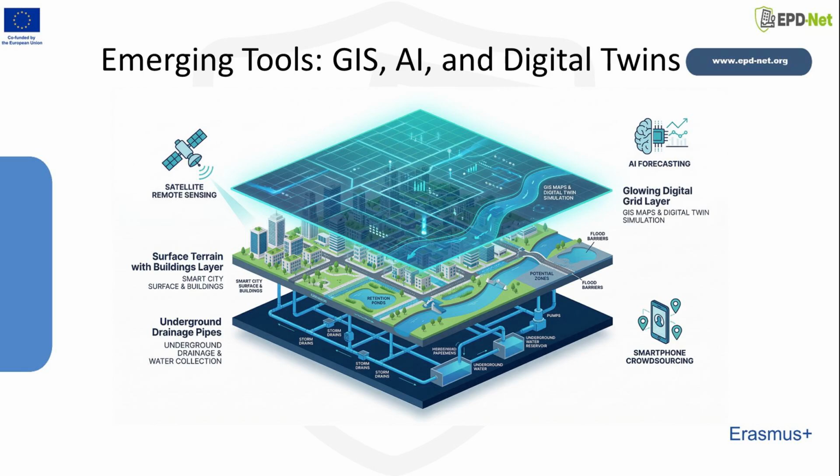Emerging tools can strengthen this whole approach when they serve decisions. GIS is foundational because it combines terrain, drainage, land use, and exposure in a single spatial workflow and supports reproducible scenario management. Remote sensing and crowdsourced observations can expand situational awareness, especially for validating extents and understanding where water actually accumulates. AI can accelerate forecasting and rapid scenario exploration, but outputs still need transparency and checks against physical logic.